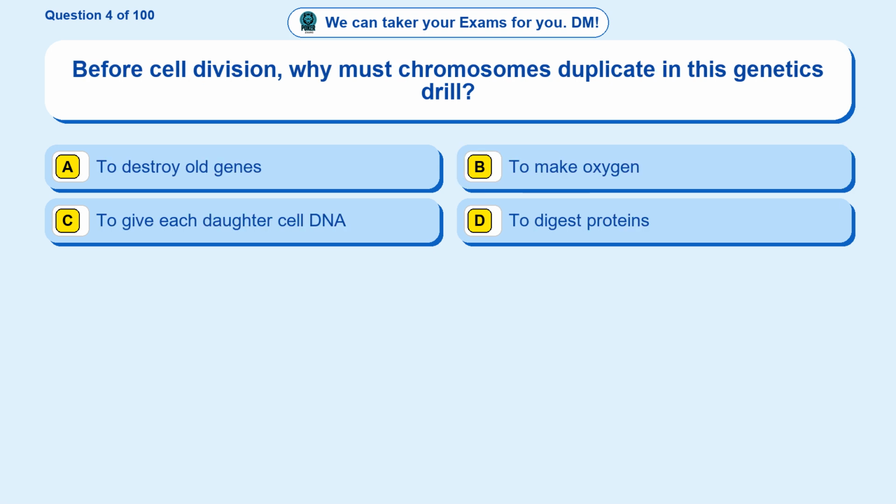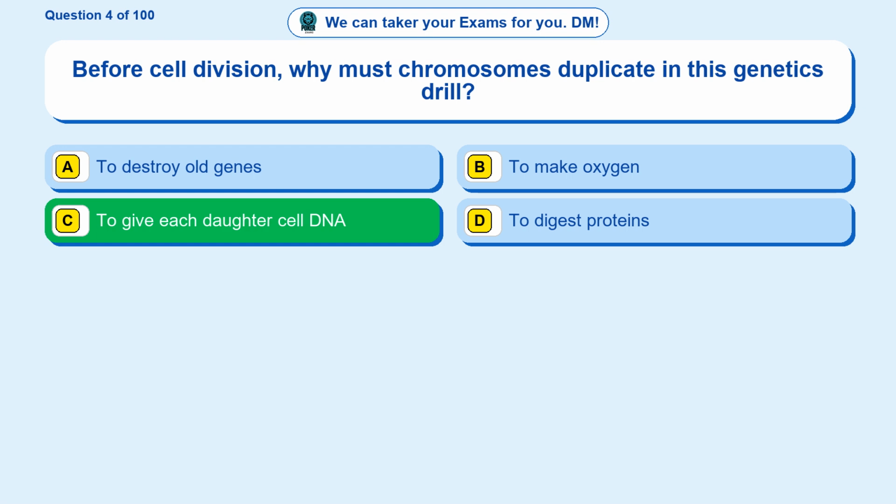Question 4. Before cell division, why must chromosomes duplicate in this genetics drill? Option A, to destroy old genes. Option B, to make oxygen. Option C, to give each daughter cell DNA. Option D, to digest proteins. The correct answer is option C, to give each daughter cell DNA.